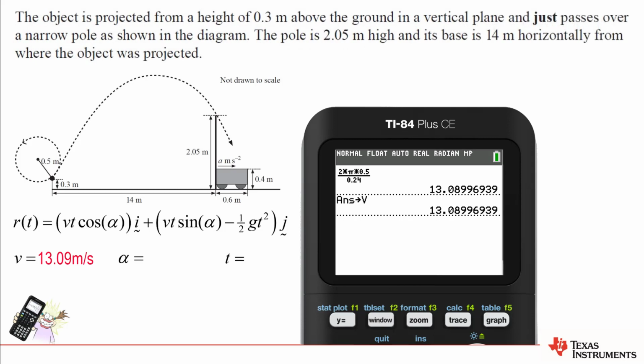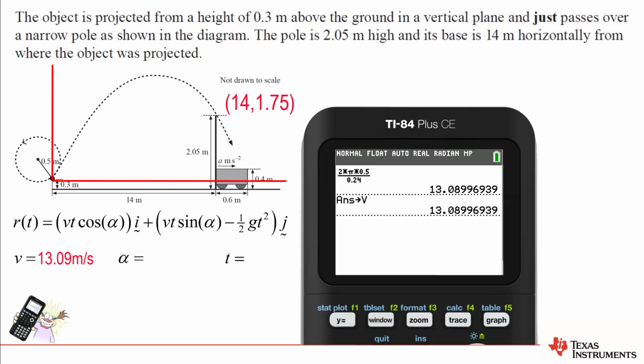Now we need to figure out the launch angle. To help us calculate the launch angle, we can use the information or diagram that tells us the object clears the pole. Now we need to set up a frame of reference. I'm going to set the origin as the point of release, which is 0.3 meters above the ground. So therefore, the point the projectile will pass through will have coordinates 14, 1.75.